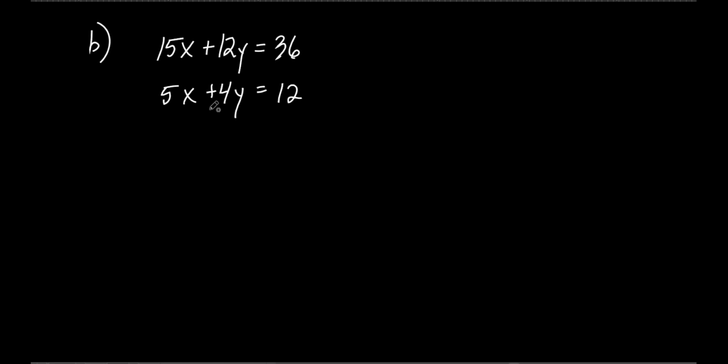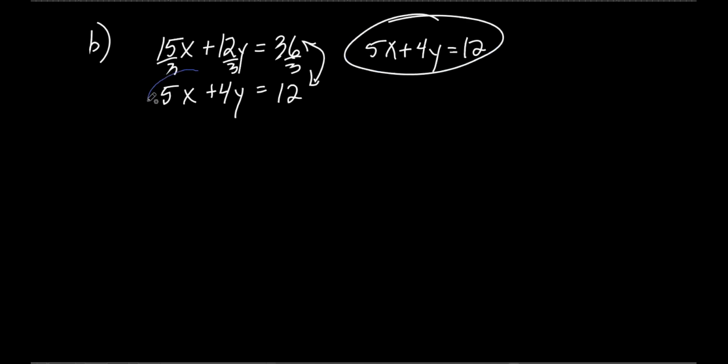It's the same, isn't it? Because look, what if I divided everything by 3 on the top? I would get this same exact equation, wouldn't I? So tell me something about these two equations. They're exactly the same, so that means the two lines do what? They coincide. So this would be a coinciding one. You could just divide everything by 3 right here, and then go 5x plus 4y equals 12, and then you could show this, and then put coinciding.